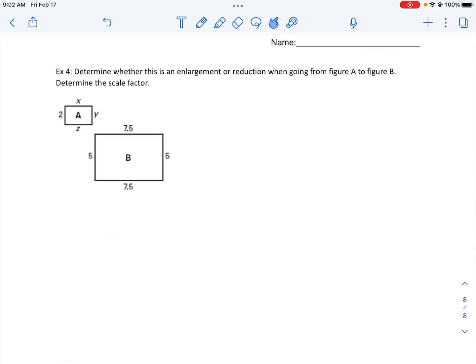And last but not least, example 4, determine whether this is an enlargement or a reduction, and, when going from figure A to figure B, determine the scale factor. Well, looking at this, going from A to B, I can see this is an enlargement. And we're supposed to figure out the scale factor. It doesn't ask you to figure out X, Y, and Z distances, but we're going to anyway. Good practice there. So we have B over A, and I'm going to associate the 2 and the 5. So I have 5 over 2.